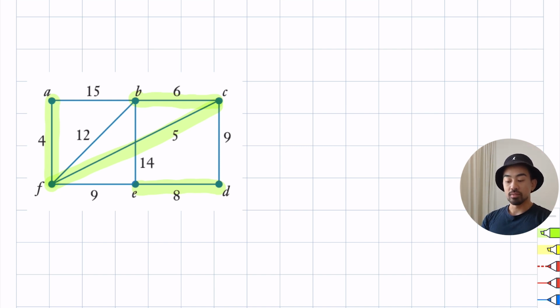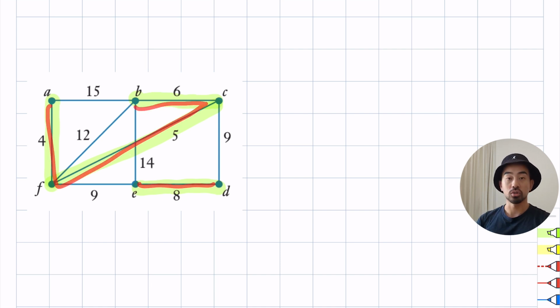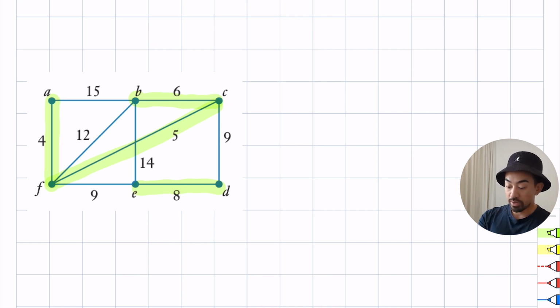Now notice, you could be easily tricked to think that that's it. But if you have a close look, it's not connected, is it? So you need to ensure that your minimum spanning tree is connected. So it looks like our next smallest edge will be 9 and 9. And as long as it doesn't cause a loop, you need to highlight both.